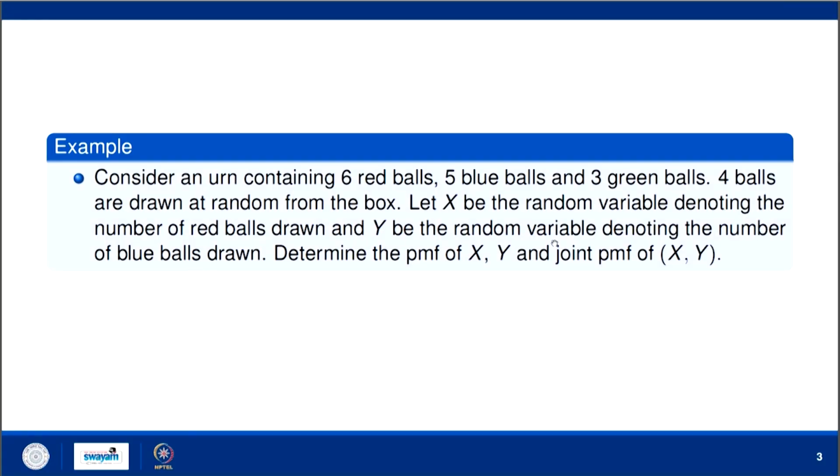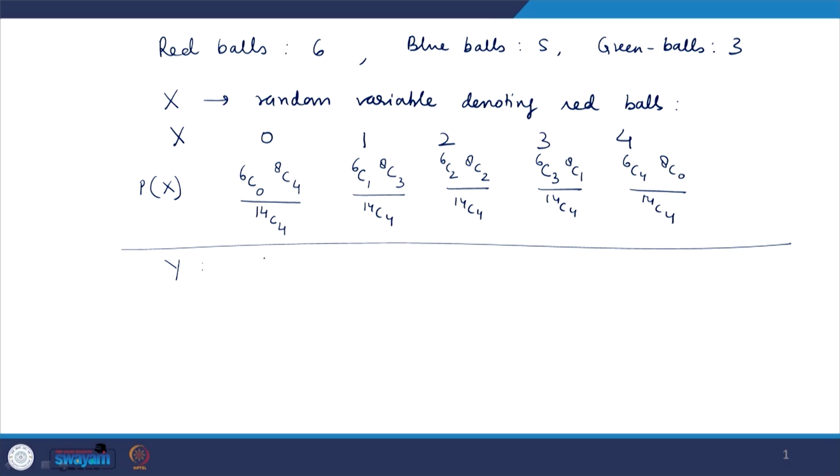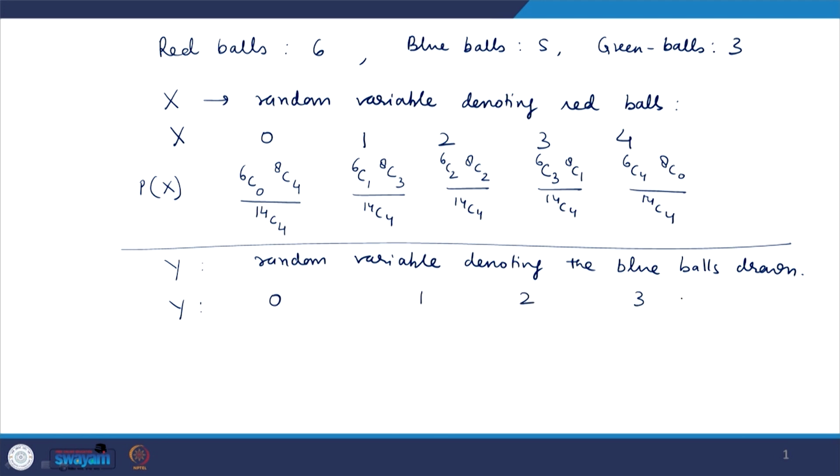Now, Y denotes the random variable for the number of blue balls drawn. Again, how many blue balls do we have? We have 5 blue balls, and we can draw up to 4, so Y takes the values 0, 1, 2, 3, 4. So, what will be P of Y?